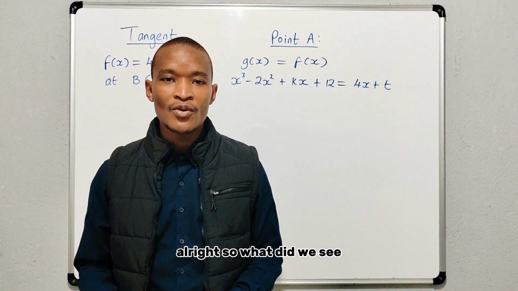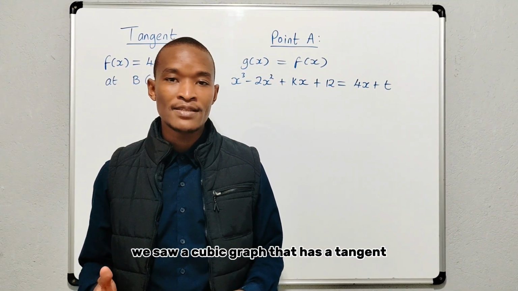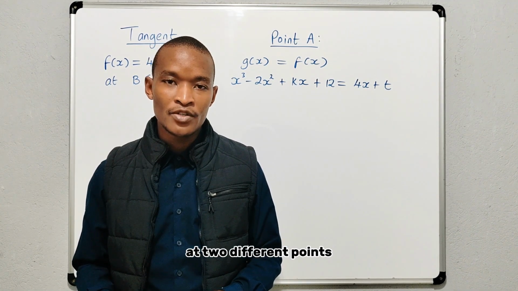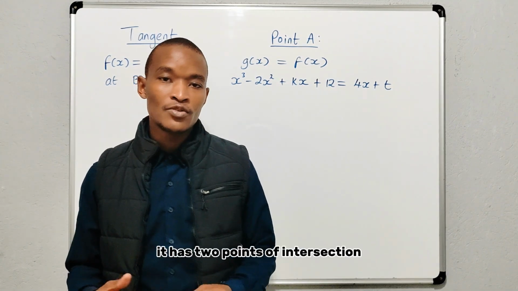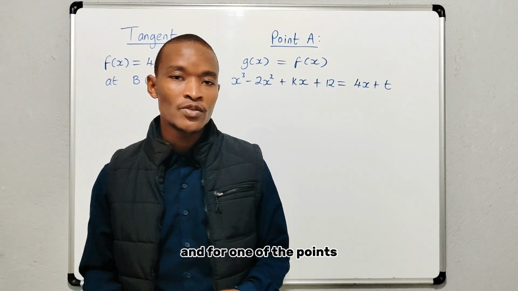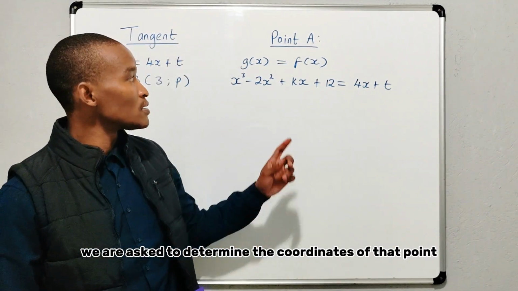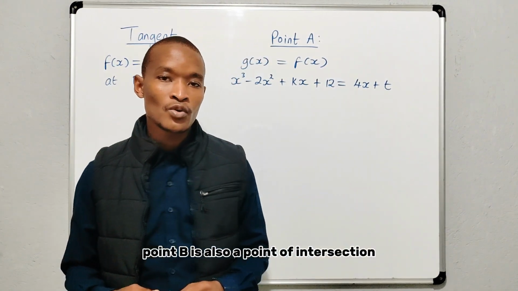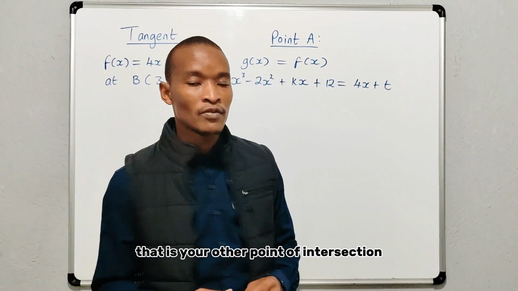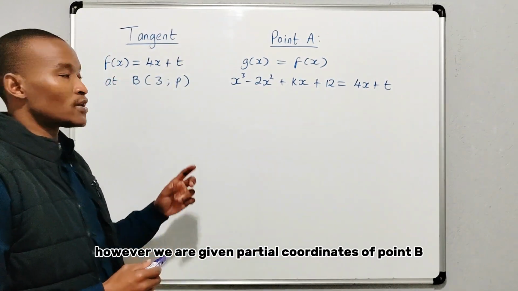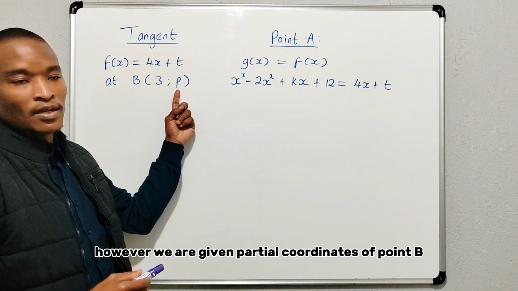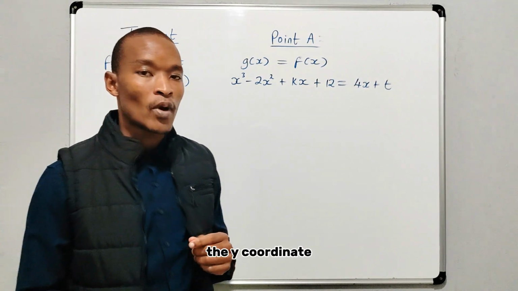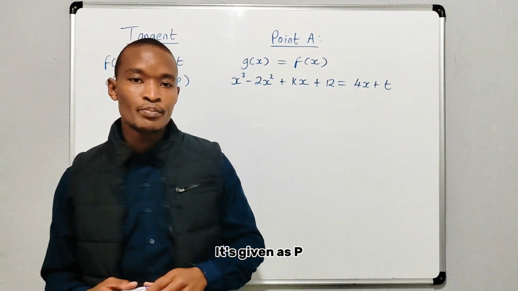All right, so what did we see? We saw a cubic graph that has a tangent, and this tangent happens to intersect this cubic graph at two different points. So it has 2 points of intersection, and for one of the points we're asked to determine the coordinates of that point called point A. Okay, point B is also a point of intersection, that is your other point of intersection. However, we are given partial coordinates of point B. In other words, we're just given the x coordinate, and we will definitely need to solve for the y coordinate. In this case, at the moment, it is given as P.